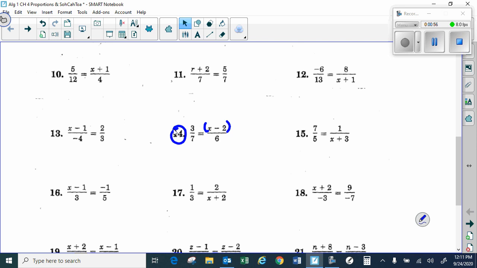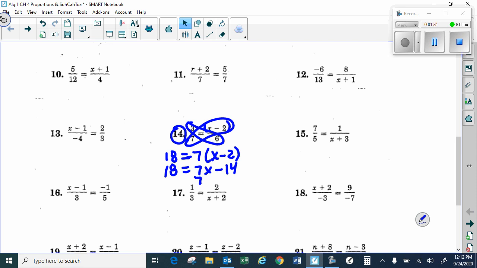And then how do I solve all proportions? Cross multiply, set equal to each other. So I'm going to cross multiply and set equal to each other. 18 equals 7 times the quantity x minus 2. Distributive property. Now I could have divided each side by 7, but 7 does not divide into 18 evenly, so there's no reason to do that. I'm dealing with fractions anyway. So I'm going to go ahead and distribute, and I get 7x minus 14 equals 18.